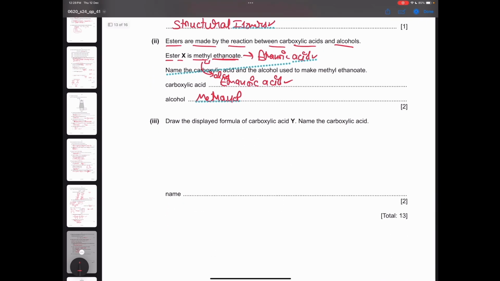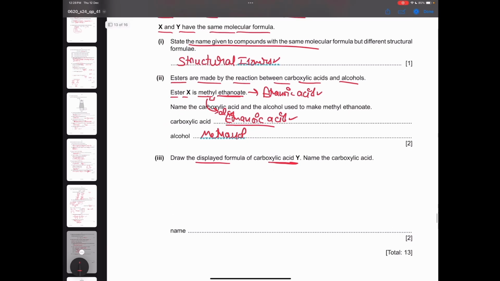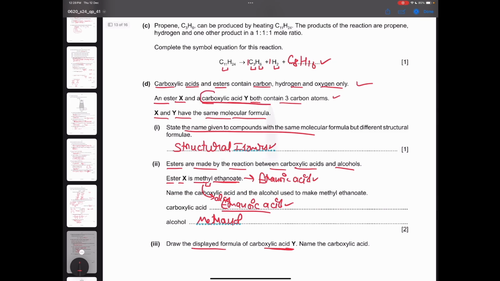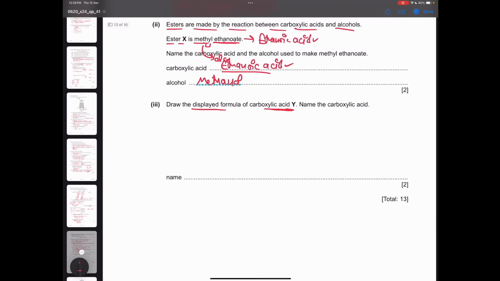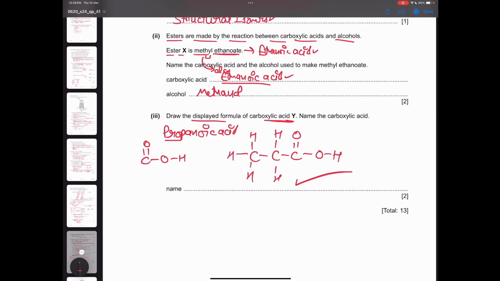Draw the displayed formula of carboxylic acid Y. Now do not make the mistake here of drawing the structure of ethanoic acid. They're asking for carboxylic acid Y, and carboxylic acid Y contains 3 carbon atoms. So they're asking you to draw the structure for propanoic acid. Now see, we know that carboxylic acid is C double bond O, OH. Prop means 3 carbons. So draw 3 carbons, then O, OH, then just satisfy the valency. Put hydrogens there. This is your answer.